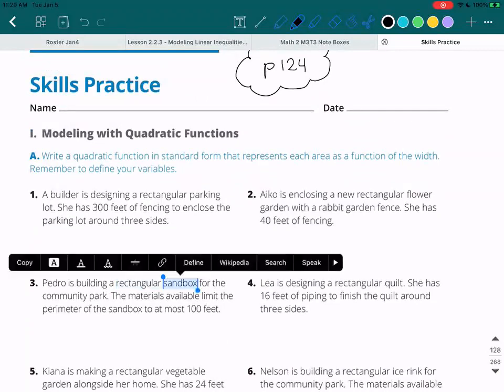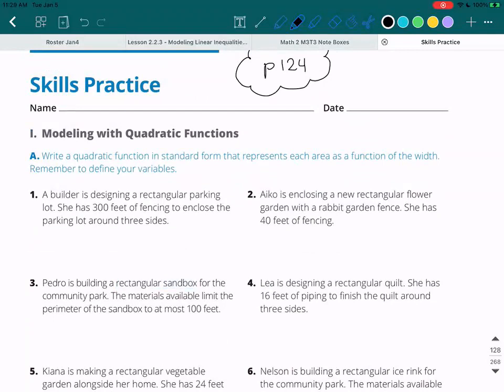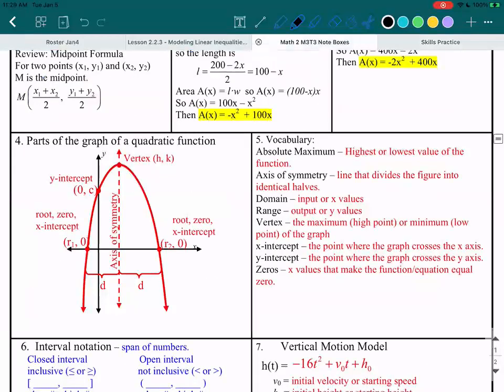So let me just draw this 3-sided rectangle. Okay, it's only 3 sides. Do not close your box. This is a 3-sided rectangular parking lot, so we're only putting it around 3 sides. Now, how are we going to label this? So I'm going to show you which note boxes are going to help you with this one. If you refer back to your notes, which I'm trying to click on, but it wasn't loading.